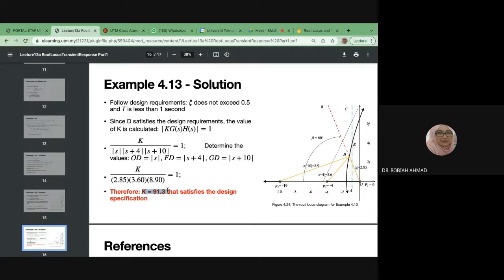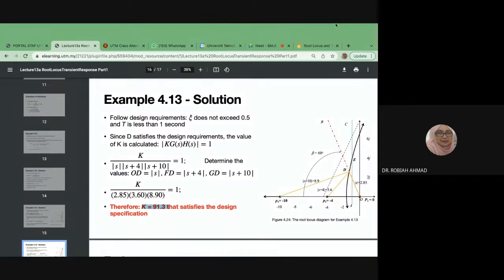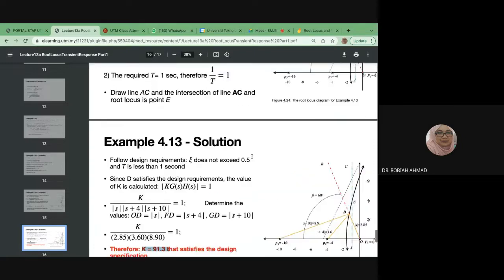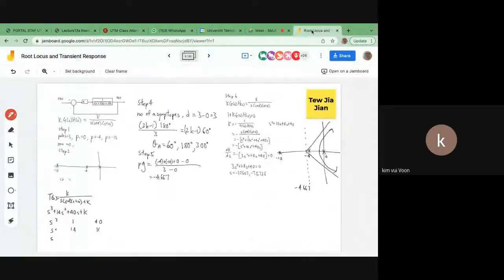Ada soalan? Hello kelas, senyap je semua orang ni, faham ke tak faham? Hello, nak saya do you need me to explain again? Doctor, I have a question. Okay.